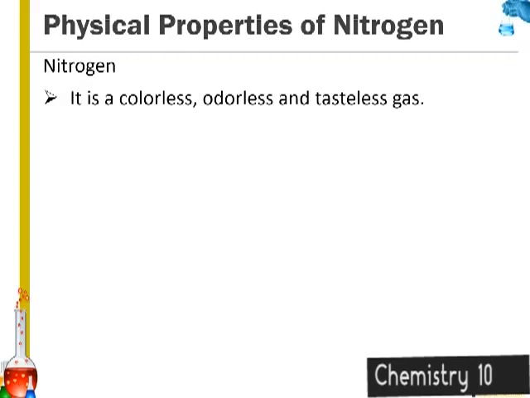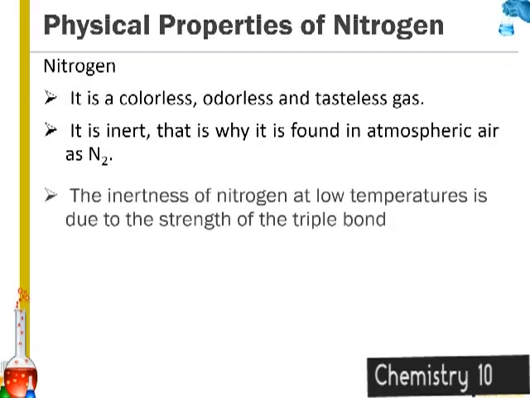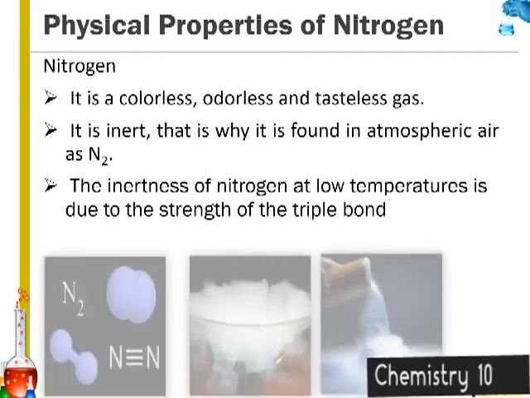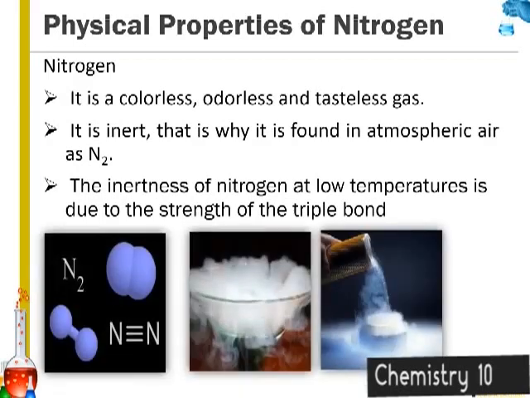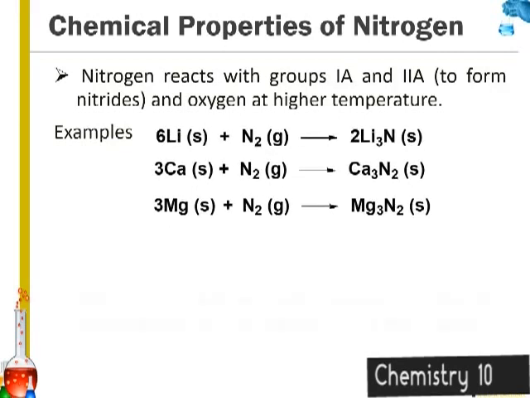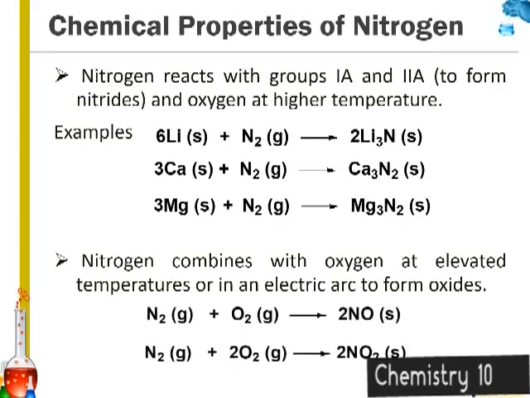Nitrogen gas is colorless, odorless, and tasteless. It is inert, and that is why it's found in atmospheric air as N2. The inertness of nitrogen at low temperatures is due to the strength of the triple bond between atoms. Nitrogen reacts with group 1A and 2A on the periodic table to form nitrides, and examples of these reactions can be seen here. It can also combine with oxygen at high temperatures or in an electric arc to form oxides, as seen in these examples.